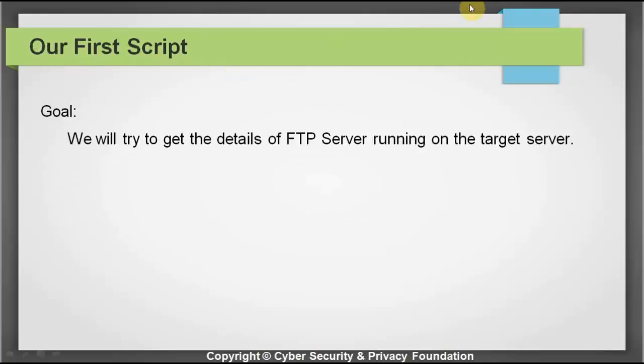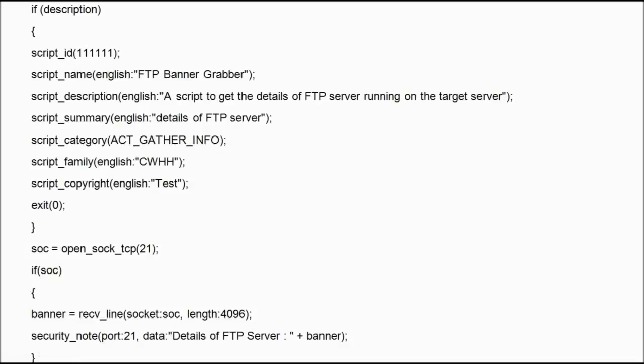So let's write our first Nasl script. We'll get the details of the FTP server that is running on the target computer. So this is the code we are going to be using. We're giving a script ID, a script name, all these details in the description section, so we can just skip that. So we'll come over here.